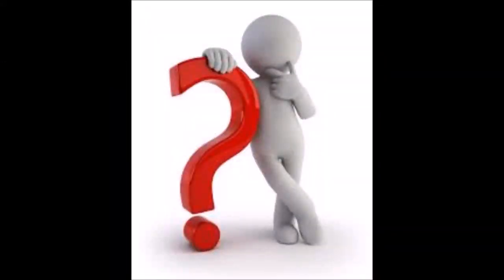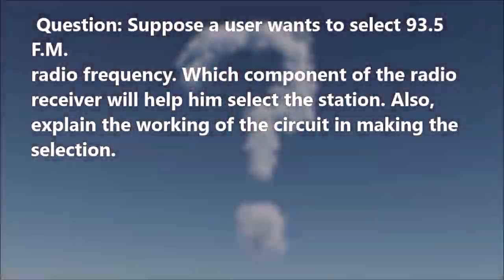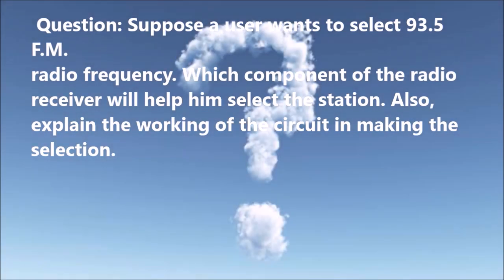Now I have a question for you. Suppose that a user wants to select 93.5 FM radio frequency. Which component of the radio receiver will help him select the station? Also explain the working of the circuit in making the selection.